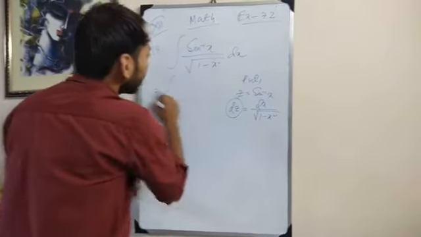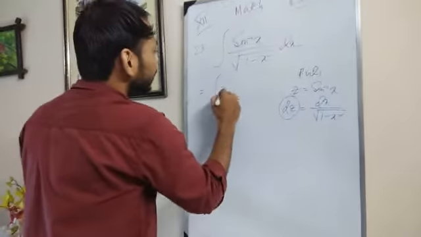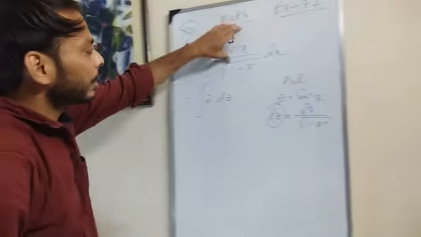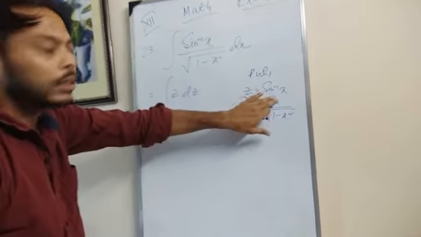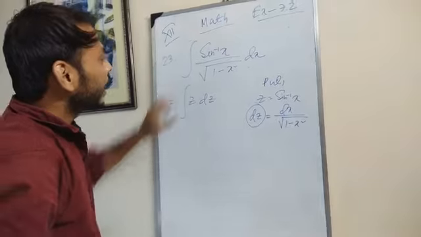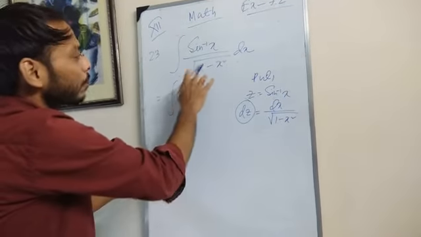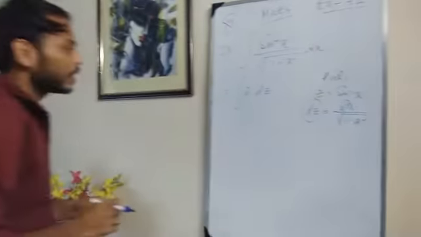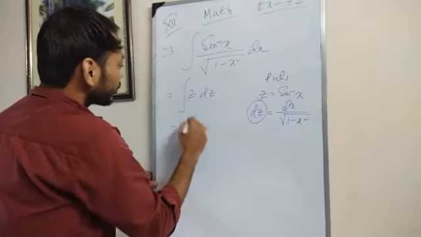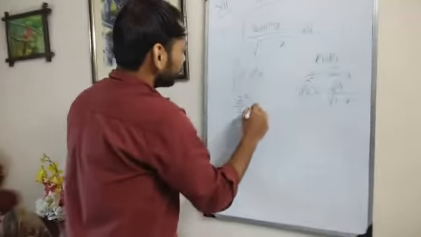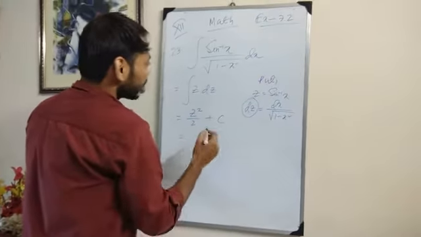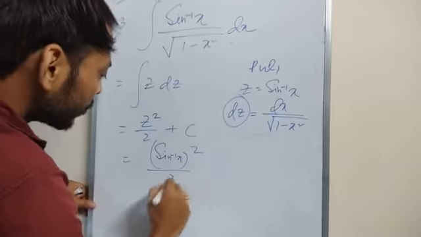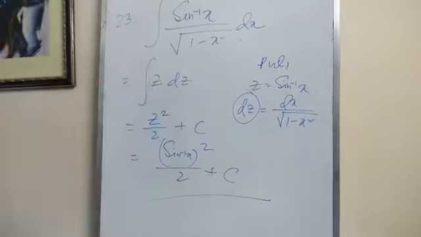So here we get actually z dz. Because sin inverse x means z, I am taking here z equals to sin inverse x, and instead of dx by root over 1 minus x square it is dz. So integration z dz. After doing the integration it will give you z square by 2 plus c. Now just put the value of z, it will be (sin inverse x) whole square by 2 plus c. So that's our question number 23.